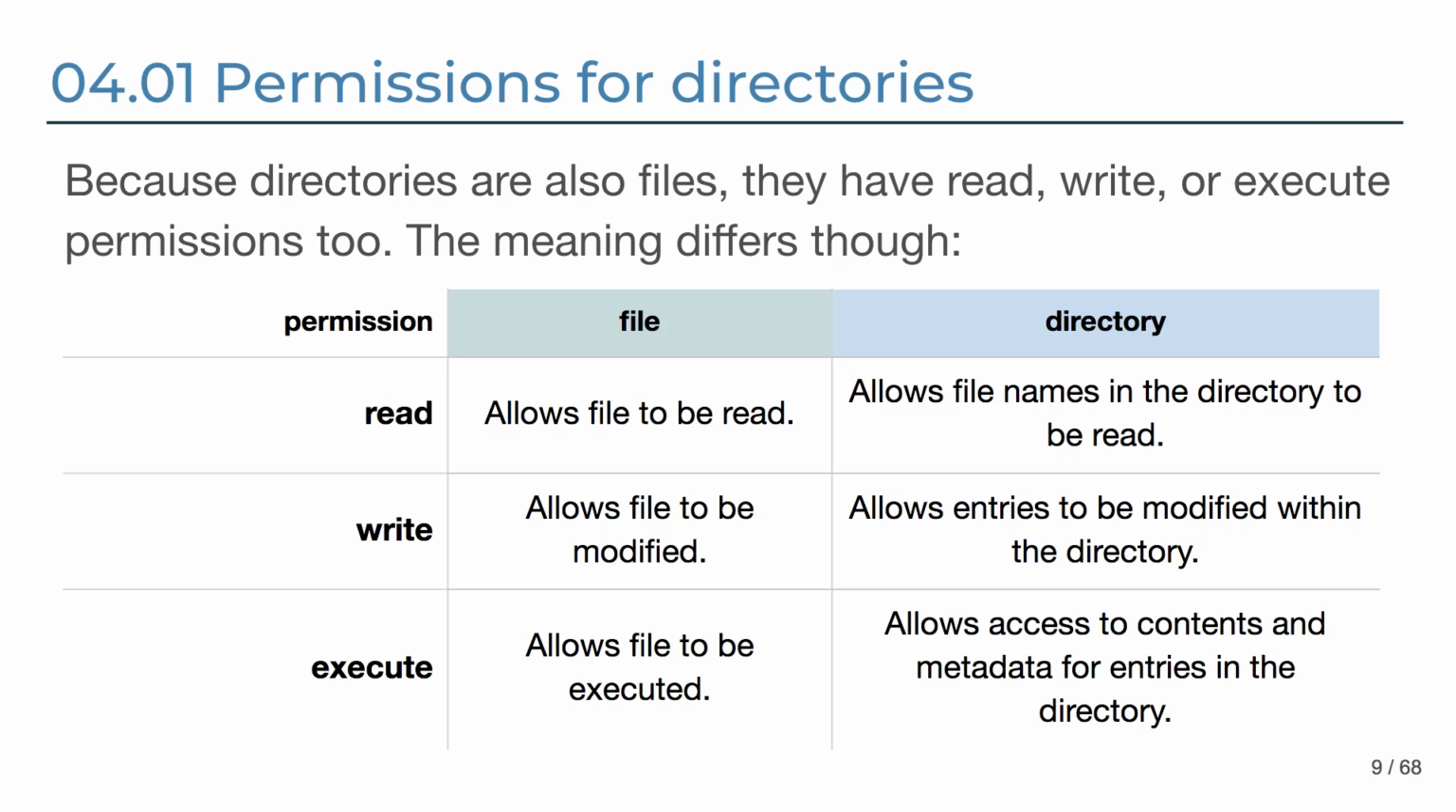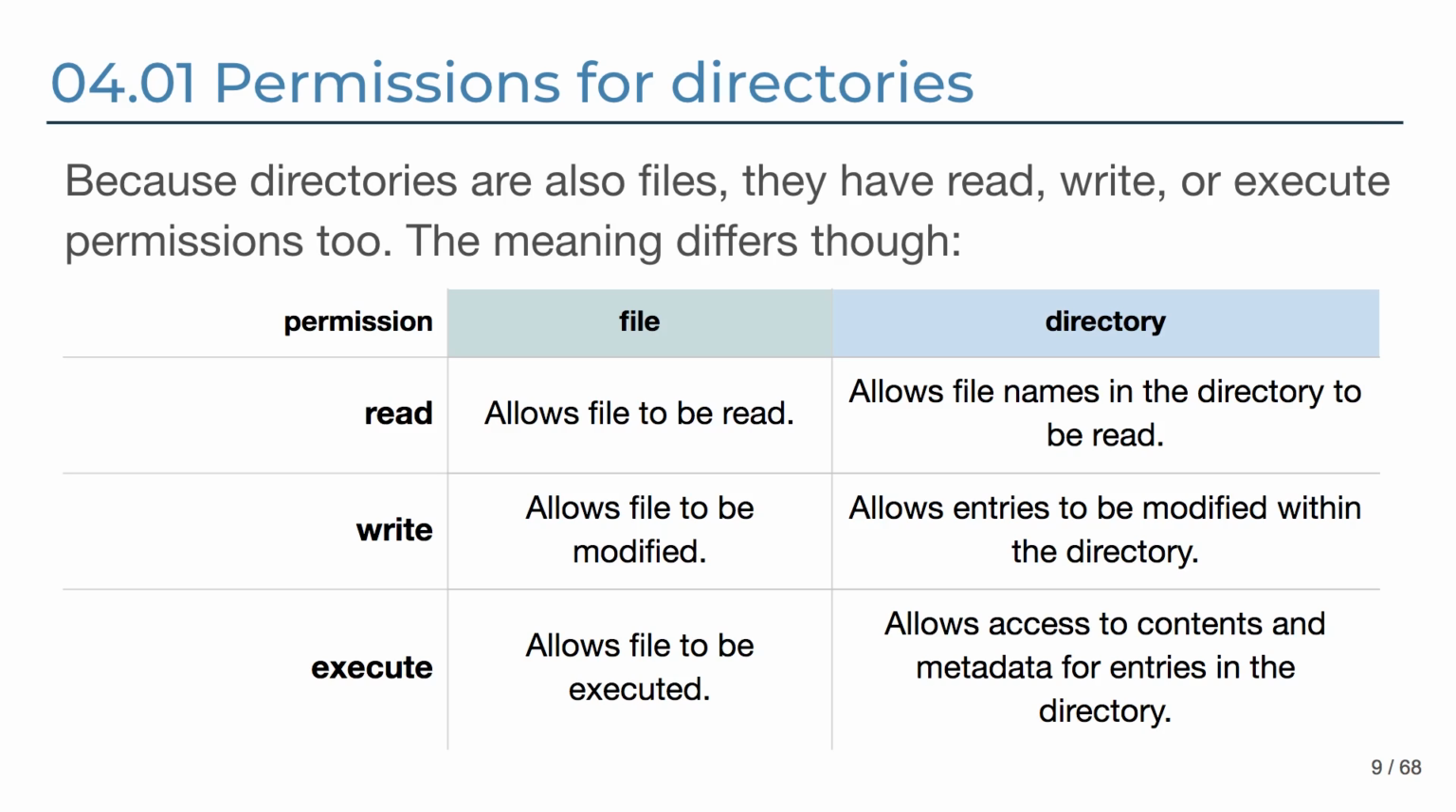So first of all, if we have a read permission for a directory, that means you can basically read all the file names under this directory, which means if you give a directory read permission, you can execute the list command and see what's under the directory. Same goes for the write permission. If you give a directory write permission, then you can modify the entries within this directory by overriding them, adding them, removing them, and so on.